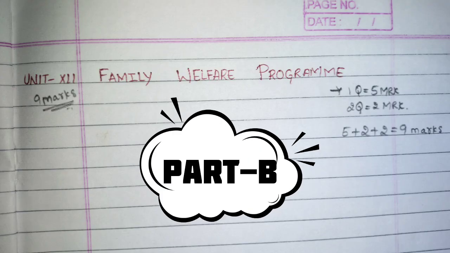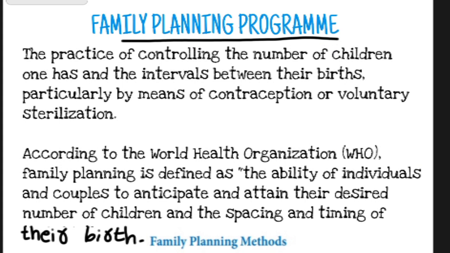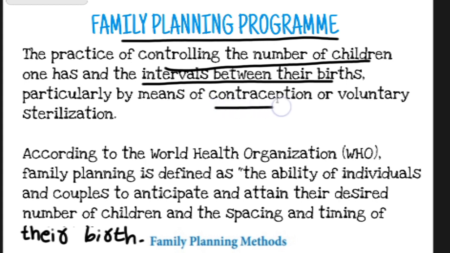It's Unit 2 Part B. Family Planning Program. This is a program which is introduced into our community so that we can practice the control of number of children in a family and to provide the interval between the childbirth. From first child to second child, the gap should be at least 2 years. This method is practiced with the help of contraception and voluntary sterilization.